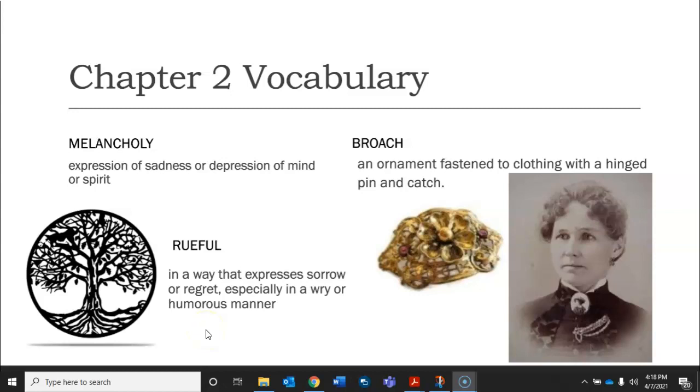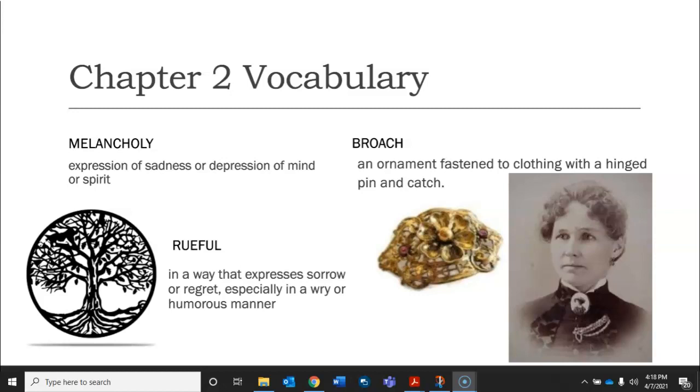Okay, chapter 2. We have some more vocabulary. This book has a lot of vocabulary in it. Melancholy, expression of sadness or depression of mind or spirit. They had a very melancholy face on today. Rueful, in a way that expresses sorrow or regret, especially in a wry or humorous manner.